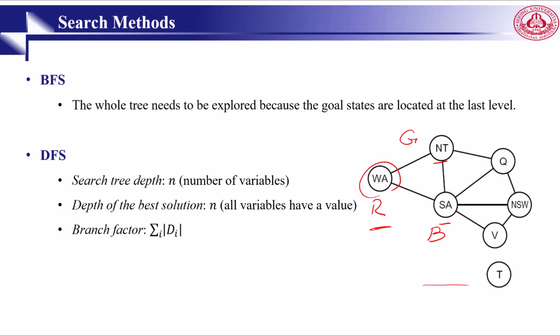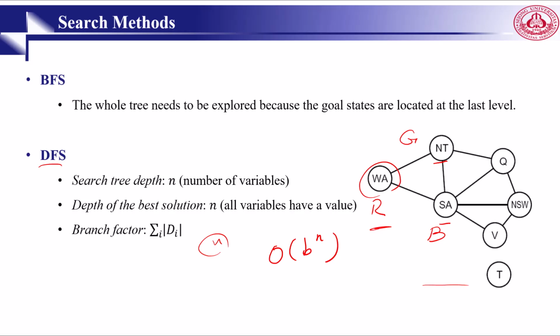For example, it can be like b to the power of n. That is too high. So let's see how DFS works. We start from the root and we go to the depth instead of breadth. If we have n variables, then the depth is equal to n, right? In this case, the best solution may be found at depth n.